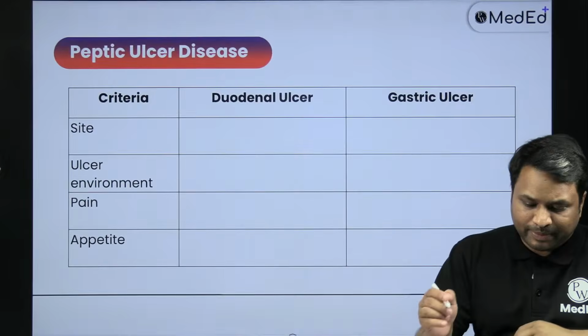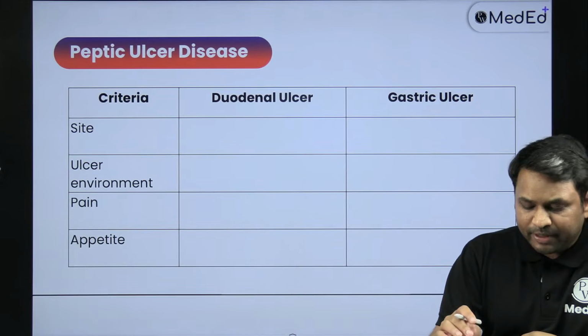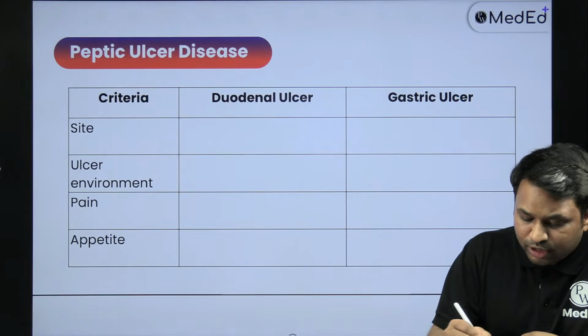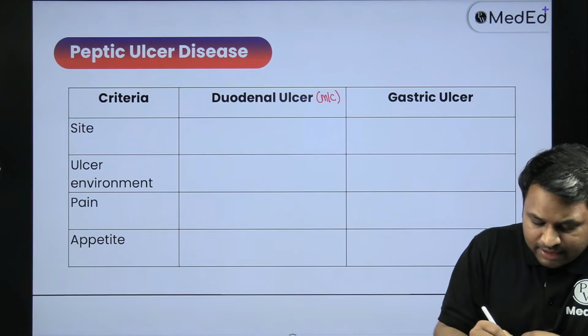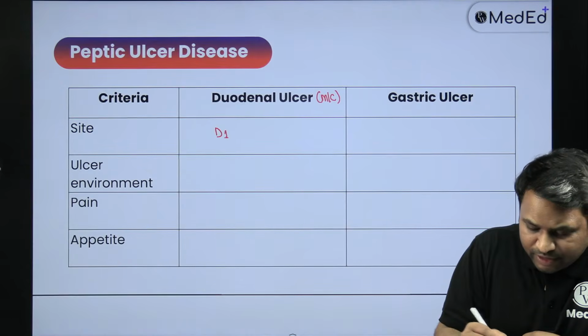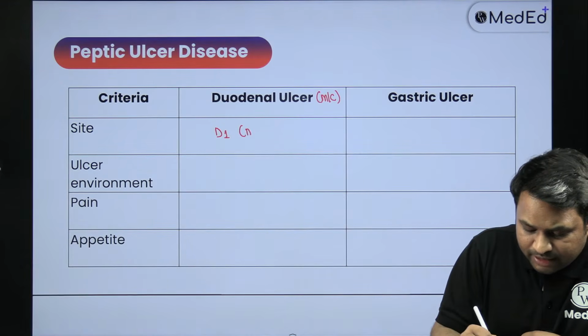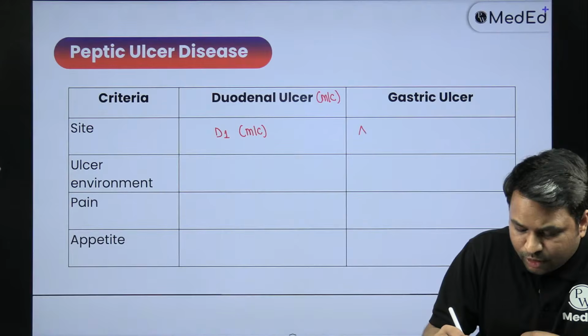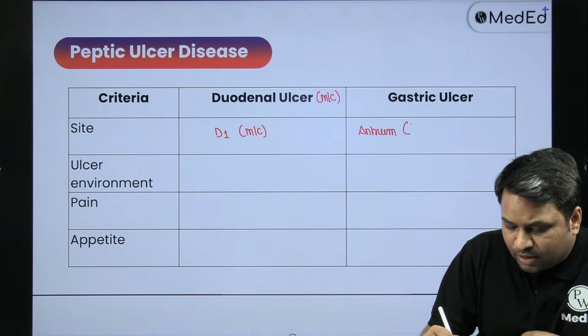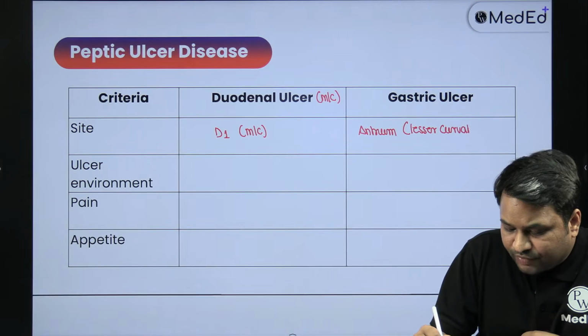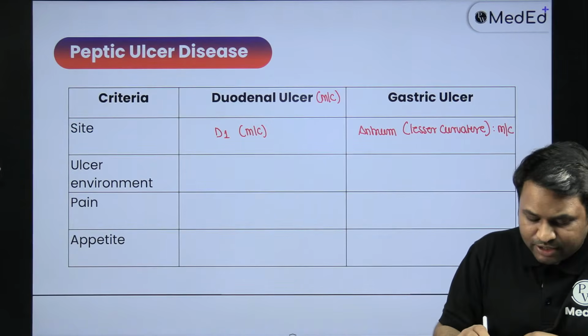Now, coming back to peptic ulcer disease. Out of duodenal ulcers and gastric ulcers, which is more common? The answer is duodenal ulcer. The most common site of the duodenal ulcer is the first part of the duodenum. The site of the gastric ulcer is the antrum of the stomach, on the lesser curvature. The lesser curvature of the antrum is the most common site for gastric ulcers.